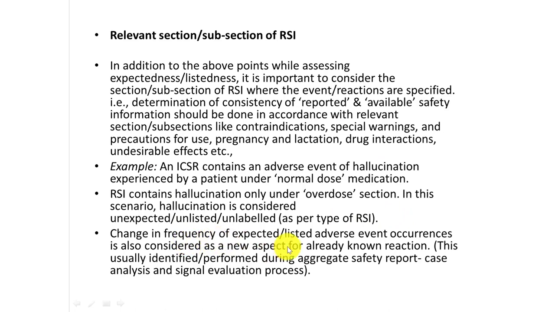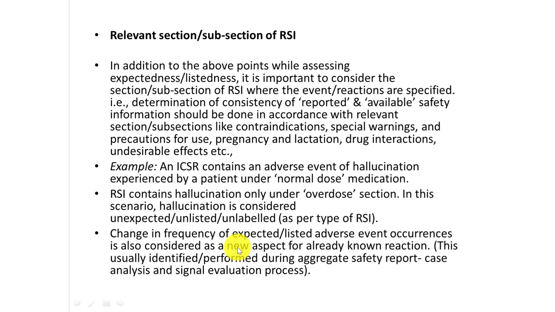Then, change in frequency, expectedness, listedness. For example, the way we have seen mild, moderate and all these things. Based on repetitive information, a lot of patients are now experiencing severe hypertension, but your label only contains mild hypertension. After some days, the aggregate report team will assess that and accordingly update the label. That is the ultimate aim of pharmacovigilance. Whichever new information is coming in, if it is generating a signal, affecting multiple patients, and there is a statistical relation identified between the drug and the event, then that will be added to the label going forward. This is an ongoing process. You must have seen that some adverse drug reactions came out of the market some days ago.